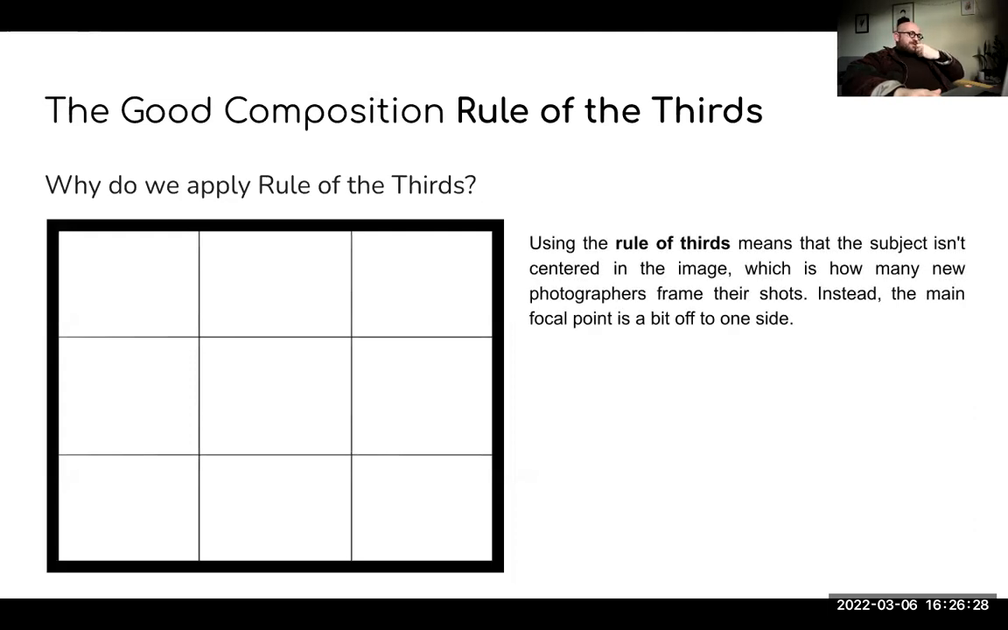So why do we apply the rule of thirds? Using the rule of thirds means the subject isn't centered in the image, which is how many new photographers frame their shots. Instead, the main focal point is a bit off to one side. The idea is to give power to everything in the photograph, even secondary subjects or context, which is no longer secondary, it's as important as the primary. That's what makes a photograph a more powerful image, because you have multiple messages coming across very powerfully, and that's amazing.